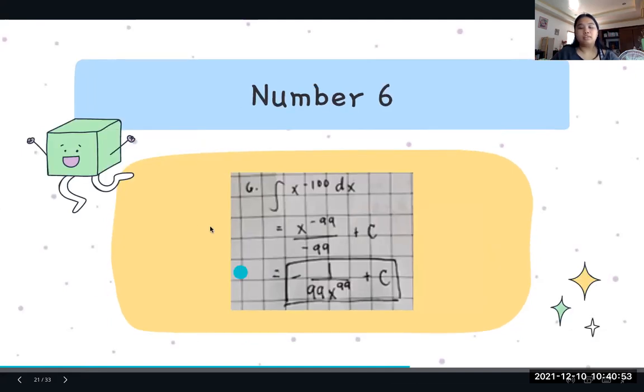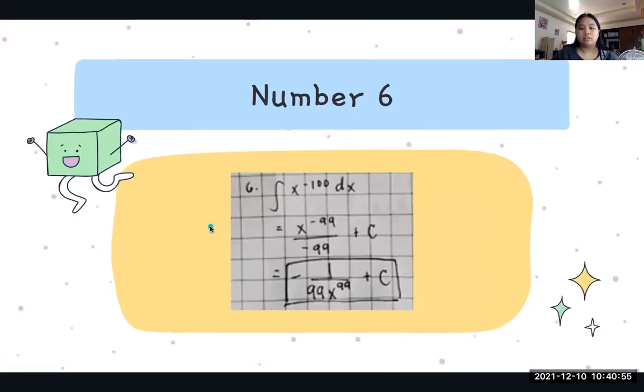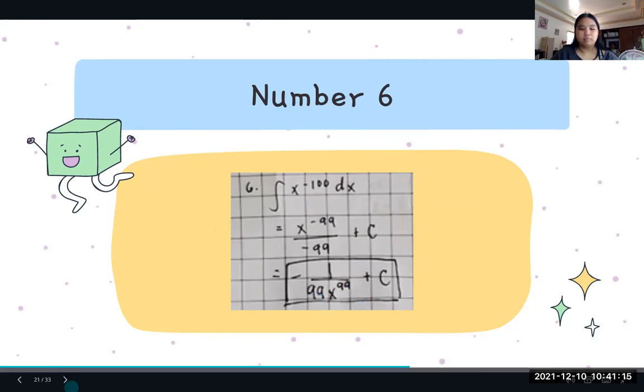And then number 6, we have the integral of x to the negative 100 power dx. Then again, theorem B, negative 100 plus 1 is negative 99. Then use that as a denominator plus arbitrary constant c. And then simplify. So we have negative 1 over 99x to the 99th power plus c.